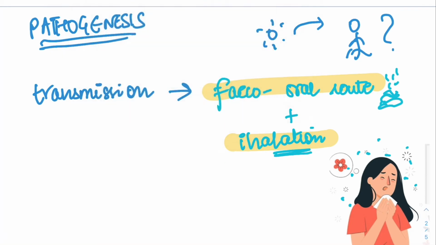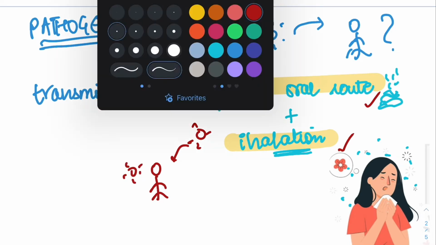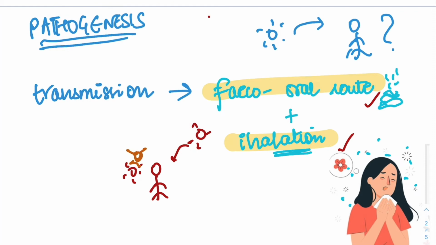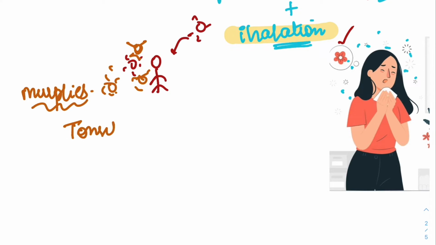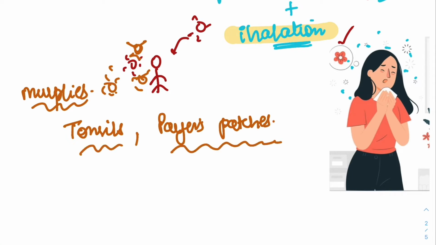Now the virus has already entered the human body, maybe via the fecal-oral route or via inhalation. This one virus which enters has to multiply in the human body. From one virus, it has to multiply into many viruses. Where does this multiplication occur? It occurs in the tonsils and in the Peyer's patches. Apart from this, it also occurs in the intestinal epithelial cells and the submucosal lymphoid tissues. So it multiplies over here.